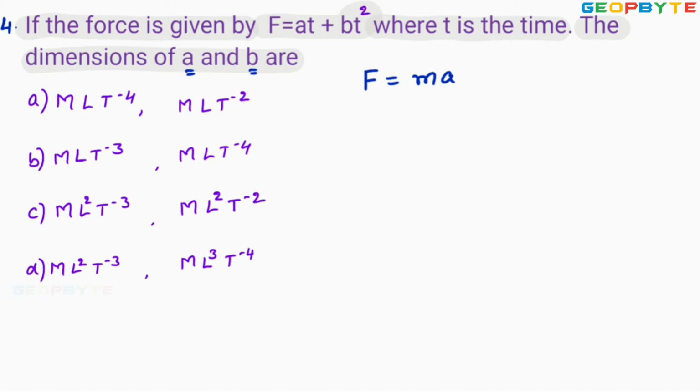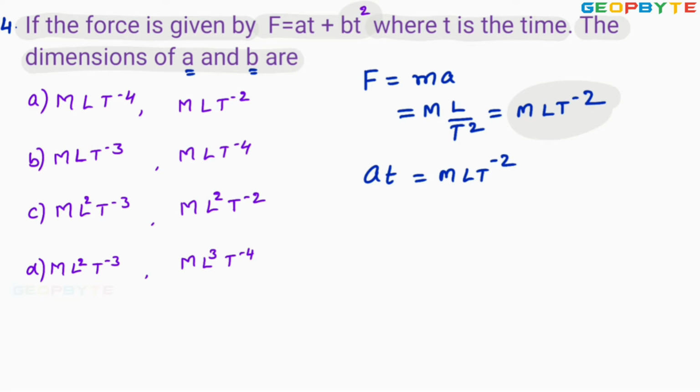Dimensional formula. M L by T square. It is equal to M L T power minus 2. So the dimensional formula for force is M L T power minus 2. Therefore, the AT dimensional formula must be equal to M L T power minus 2, and BT square dimensional formula must be equal to M L T power minus 2.